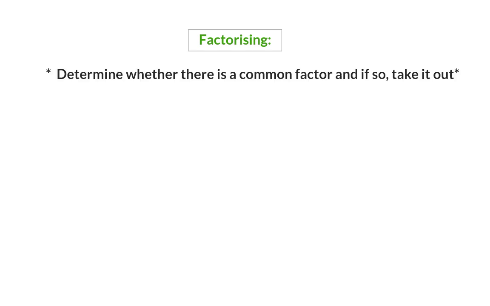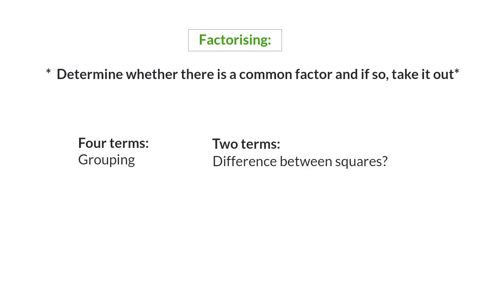Let's summarize what we've learned up to now. When you factorize, you always start off by determining whether there's a common factor that you can take out. Next, you need to know that if you have 4 terms, you can use grouping. And when you have 2 terms, you need to check whether you have a minus along with 2 perfect squares, and then you can use the difference between squares method. In the next video, we'll have a look at what happens if you have 3 terms that you need to factorize.